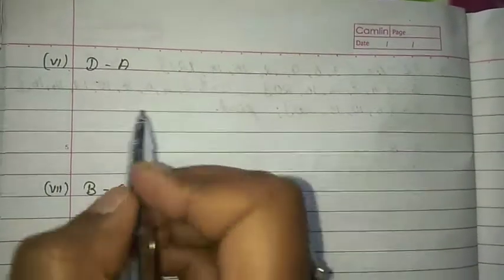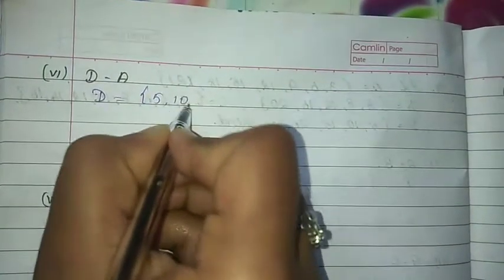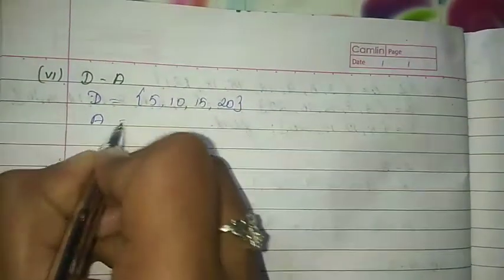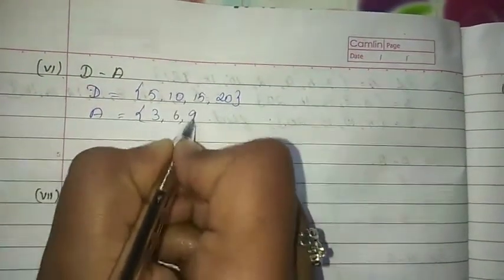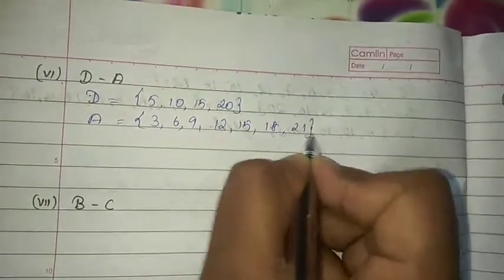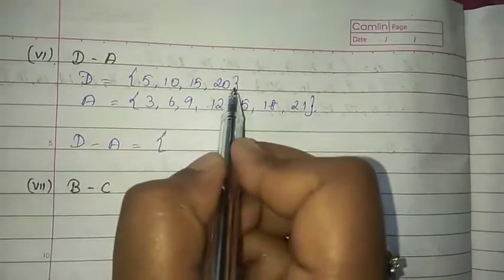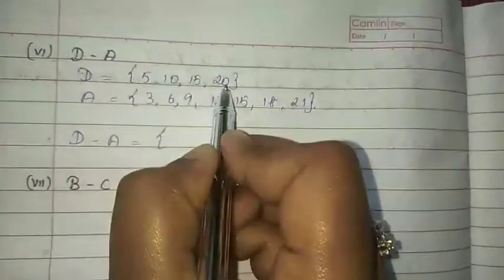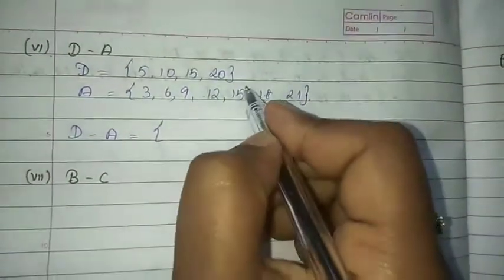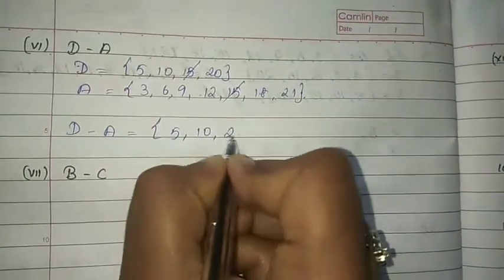Subdivision 6, D difference A. What is D? D is equal to 5, 10, 15 and 20. A is equal to 3, 6, 9, 12, 15, 18 and 21. So D difference A is equal to the set of all elements in set D except the elements in set A. So is there anything common? Yes, 15. Okay. So 5, 10, 20.